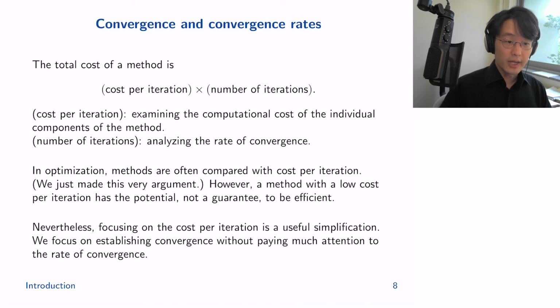So in our book and in our lectures, we will focus primarily on establishing convergence without paying much attention to the rate of convergence. In a more practical context, in a setting where you actually need to have a good understanding of the actual total cost of your algorithm, then you would have to go further and go beyond just analyzing the cost per iteration. You will have to analyze the rate of convergence. But for the purposes of these lectures, for the purpose of this book, just considering the cost per iteration is going to be a useful simplification.